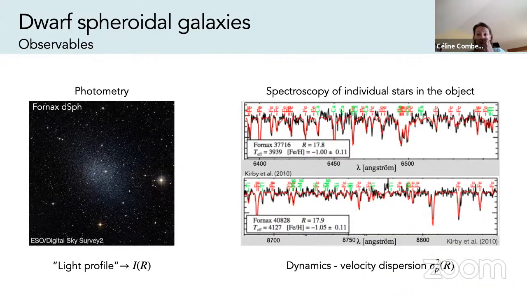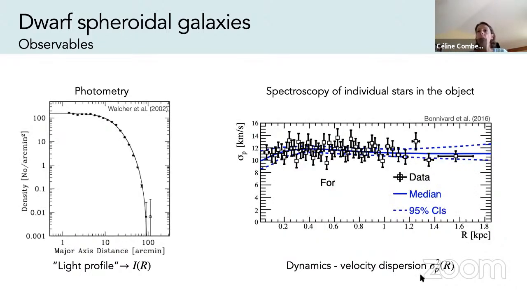So coming back to my observables, from the light, the photometry, you can measure the projected light profile as a function of the projected distance from the center of the object. From the spectroscopy, you can get the velocity dispersion profile, each time as a function of the projected distance. So for Fornax, which is the one I showed you, this is what the light profile looks like. And this is the velocity dispersion profile.